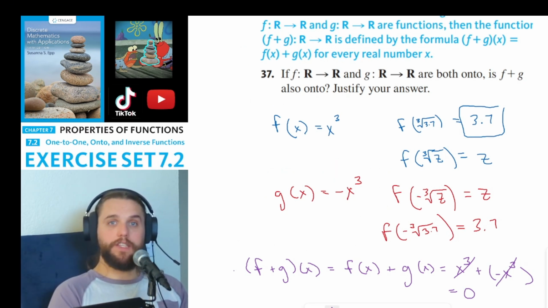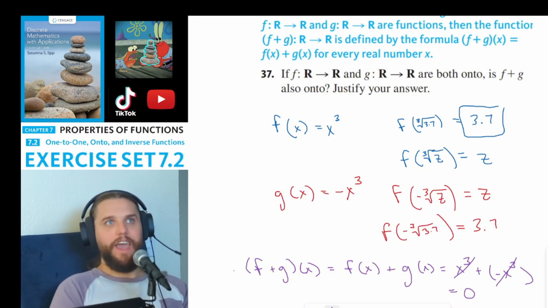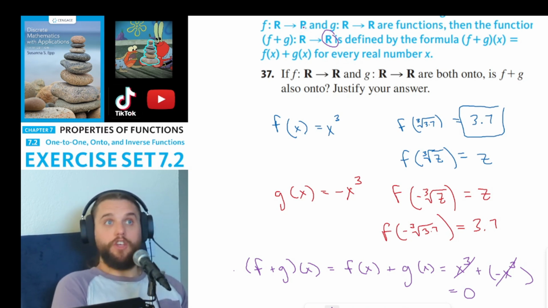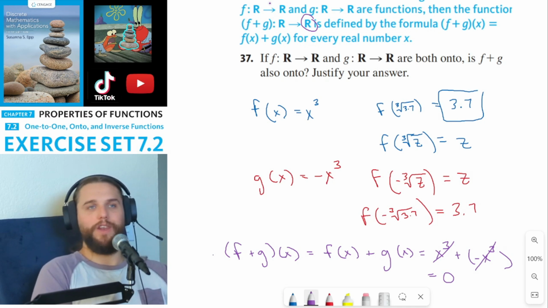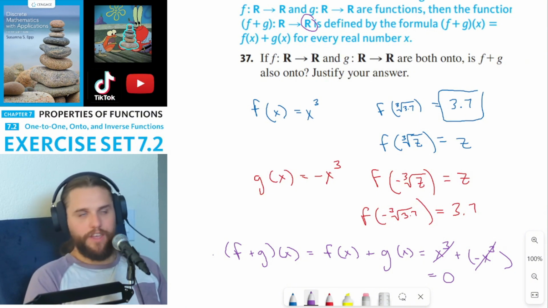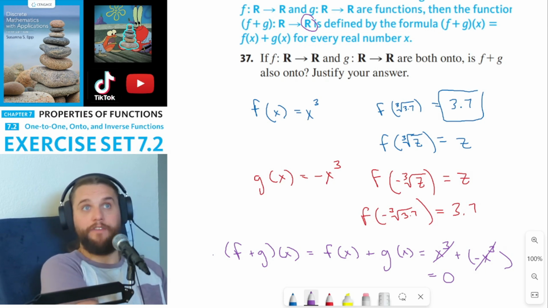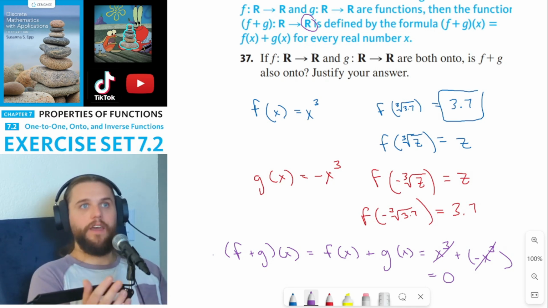Remember that onto means that every element in the codomain is an output of the function. This function has only one output, and the codomain for f plus g is R, all real numbers. So if this function were onto, we should be able to get every real number as an output somehow, but that's going to be really hard when all of your outputs are just one number, 0. You're never going to get the output 1. You're never going to get the output 3.7, even though you can get the output 3.7 with f and g individually. Once you add them, they cancel each other out in a really convenient way.